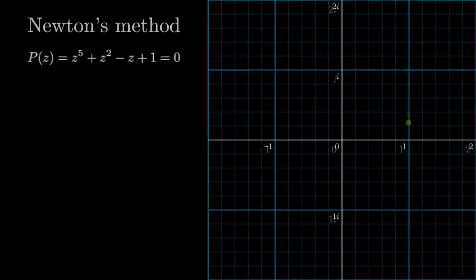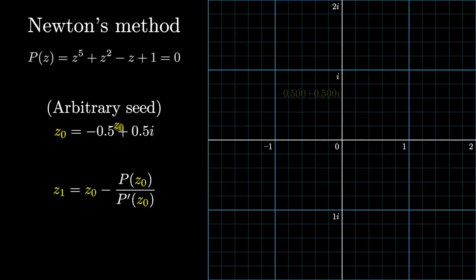You can still play the same game, starting with a random guess, and evaluating the polynomial at this point, as well as its derivative, then using this update rule to generate a new guess, and hopefully that new guess is closer to the true root.